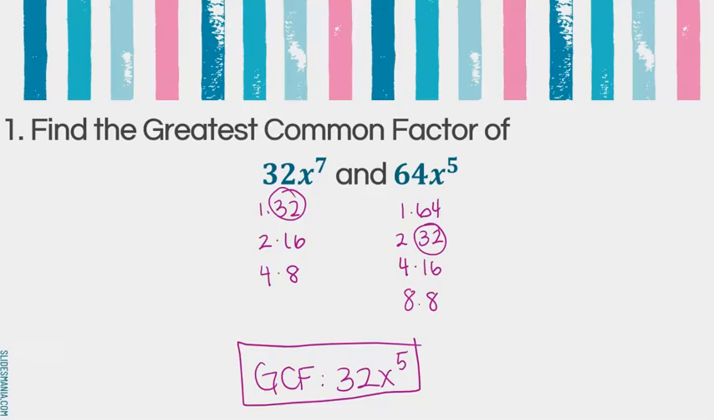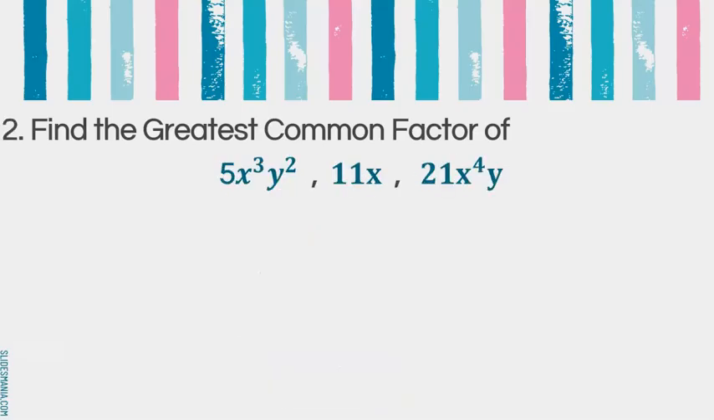Let's try another one on the back of your packet. This time I have three terms: 5x^3y^2, 11x, and 21x^4y. Come up with the greatest common factor for these three terms.